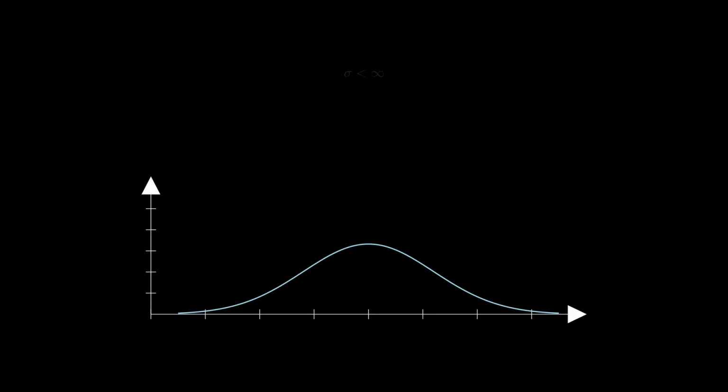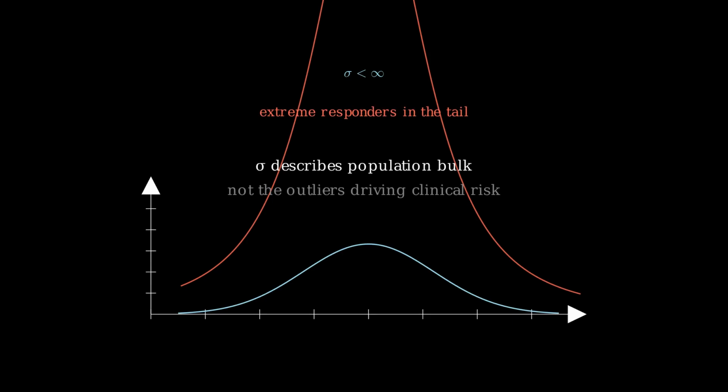Standard deviation requires the second moment of the distribution to be finite. For populations with extreme responders, the second moment may not stabilize. When S exists, it characterizes the bulk of the population, not the clinical extremes.